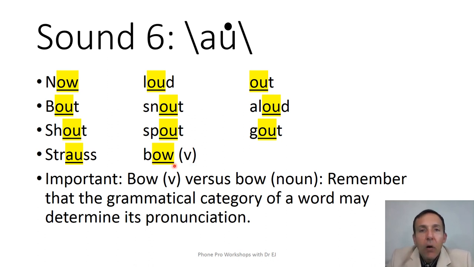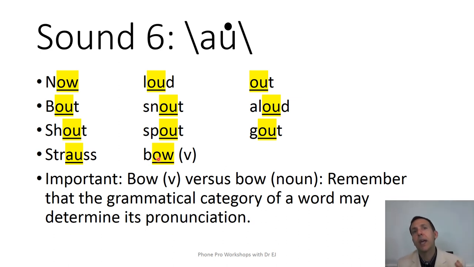Here I want to make an observation. We pronounced bow because here this word is a verb. Okay? If we use this same word as a noun, I have this note here. Bow as a verb versus bow as a noun. The noun is pronounced bow. Remember that the grammatical category of a word may determine its pronunciation. This is why I say that phonetic transcription can help you with grammar too, and grammar can help you with phonetic transcription, and of course with pronunciation. If you know that this is a verb, you have to say bow. If you are using a noun, then you should pronounce it bow.